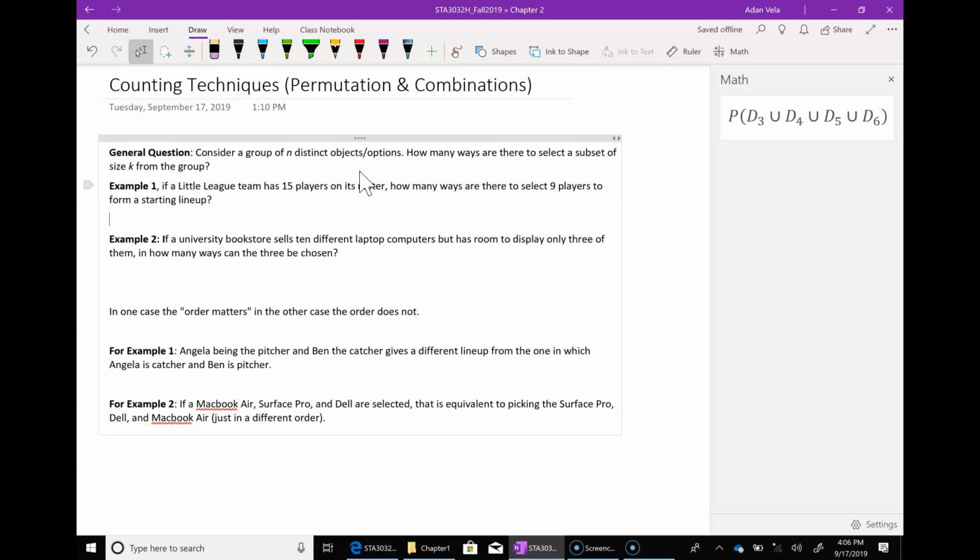Okay, so I might pick 9 players, but I have to assign one each to a position. And so in the example, we talk about Angela being pitcher and Ben being the catcher being a different lineup than Ben being the pitcher and Angela being the catcher, so flipping the roles, okay? So permutations take that into account. The order matters, okay? So the other example deals with combinations. In this case, we're talking about a university bookstore that wants to display 3 laptops, but they have 10 options.